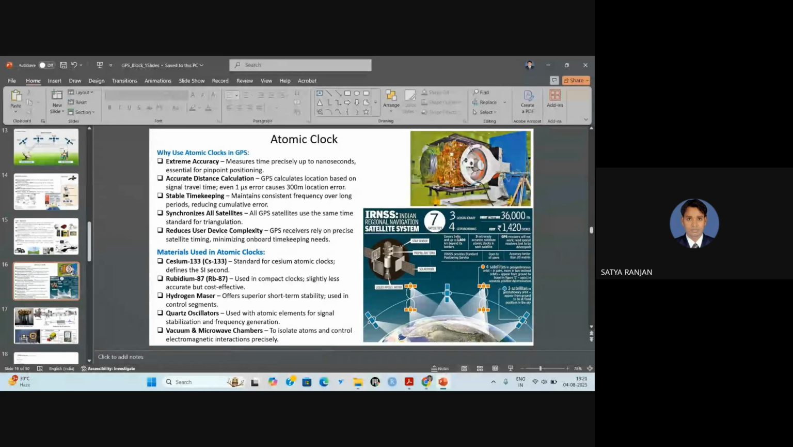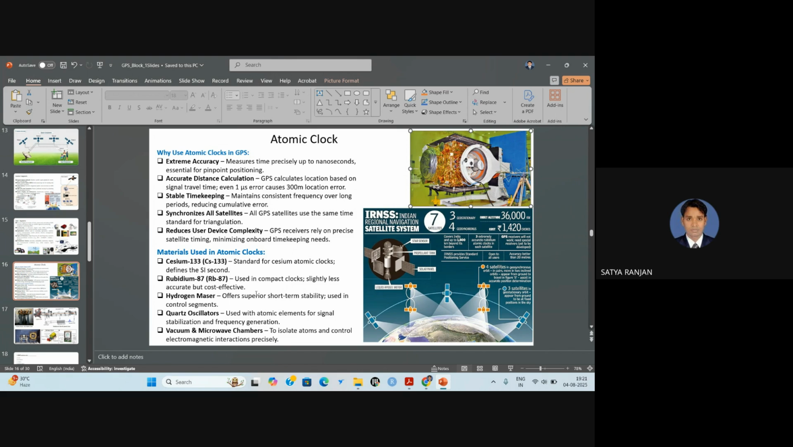Then this picture is one of the examples of the atomic clock which is used in IRNSS. Then rubidium 87 is used in the compact clock, slightly less accurate but cost effective. Then hydrogen maser offers superior short-term stability, used in the control segments.